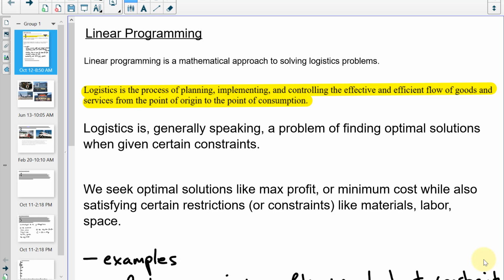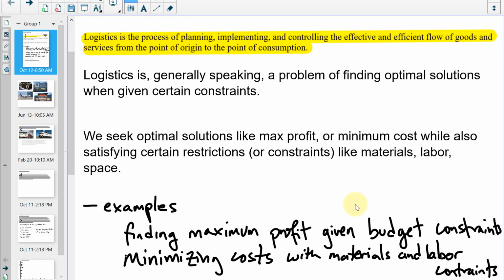I would say logistics is, generally speaking, a problem of finding optimal solutions when given certain constraints. In logistics, we seek optimal solutions like maximum profit or minimum cost while satisfying certain restrictions, which we refer to as constraints, like amount of materials available, the amount of labor available, space available. These are restrictions that might be imposed that we refer to as constraints in the linear programming problem.